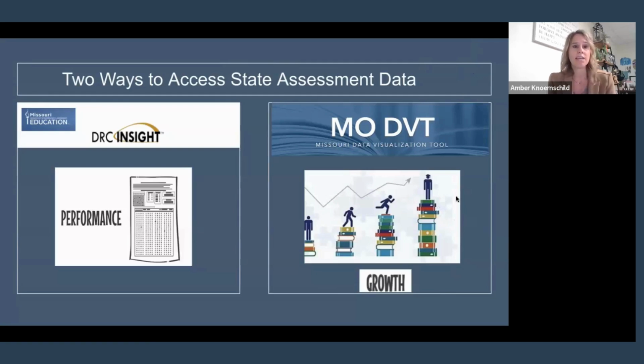And so it can do it individually student-wise, or it can do it by different cohorts, and you could do it by teacher. So there's lots of ways that you can organize that data to see that growth and really analyze the data. I also think that MO-DVT is more user-friendly than the DRC Insight tool is, but both of them can work separately, but you can also use them to work individually for your data collection.